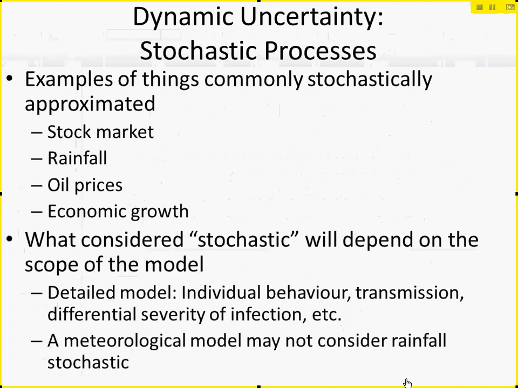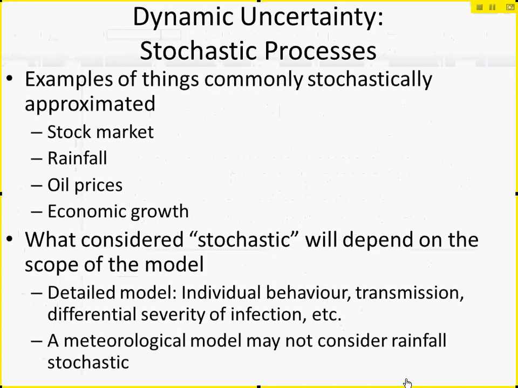Frequently, these factors represent aspects of the world that we view as lying outside the scope of the model. Examples would be fluctuations in the stock market, rainfall levels, such as for a West Nile model, oil prices, economic growth. Our model has a delineated boundary, and there's a limit to how much we can represent.